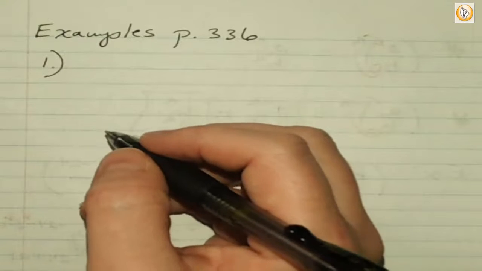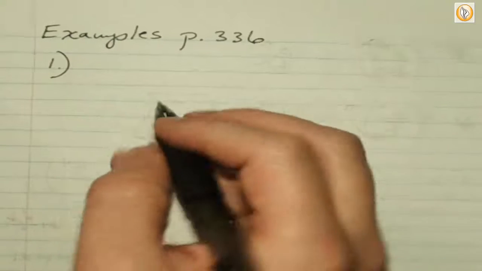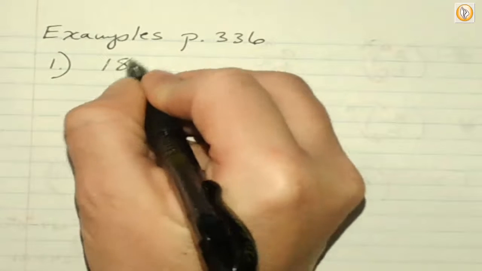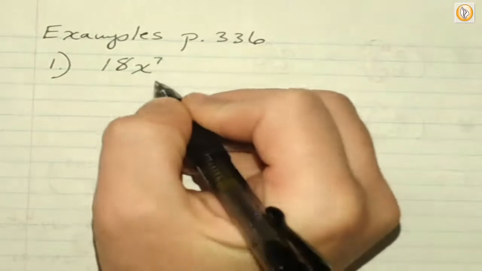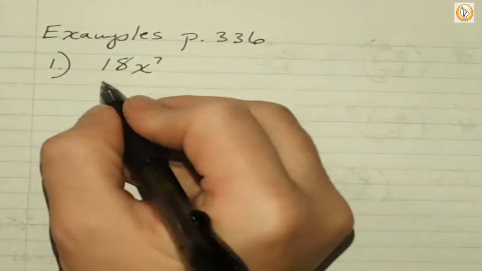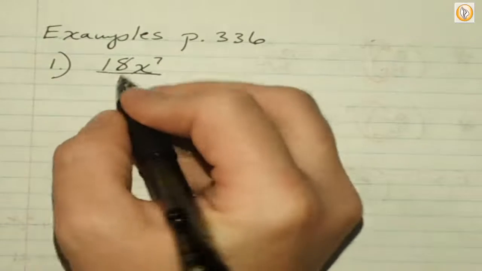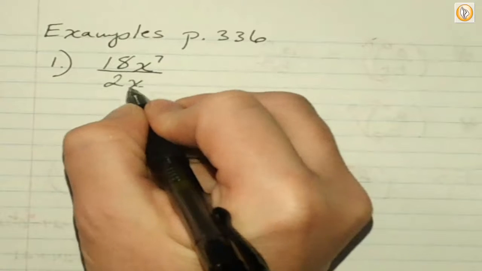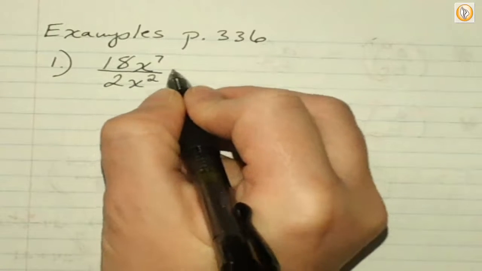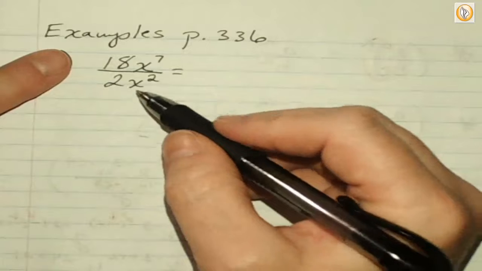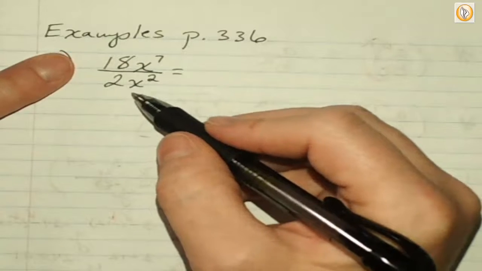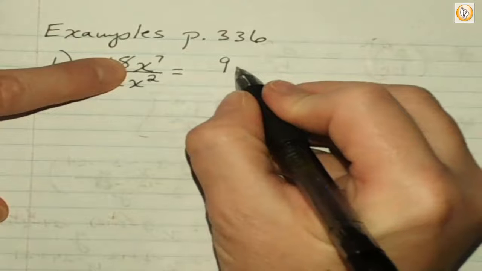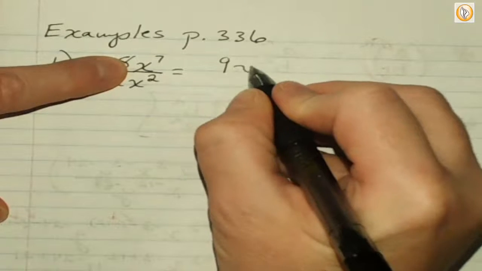All right. Cecilia, you ready? Okay, you awake back there? 18x to the 7th power over, wait, I haven't finished writing it yet, 2 times x to the 2nd power. Okay, Cecilia. 18 divided by 2 is? The bases are the same, and we're dividing, so what do we do to the exponents?